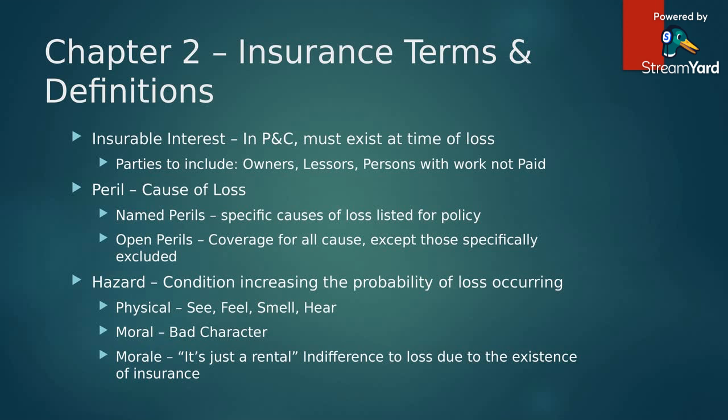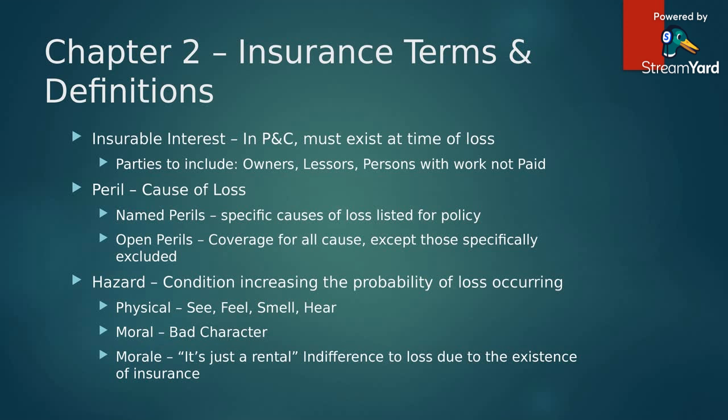Now, perils can either be named or open. Named perils are specific causes of loss that are listed on the policy. They will be specifically delineated on the policy, and the policy either will cover them, or if a peril is not listed, it will not be covered. Under open perils, everything is going to be covered except for those things that are specifically excluded from the policy. This is going to be a more expensive option because generally most things are going to be covered, and we'll talk about the exclusions a little bit later.